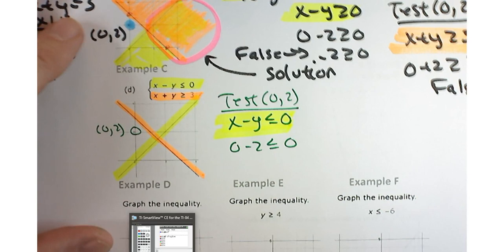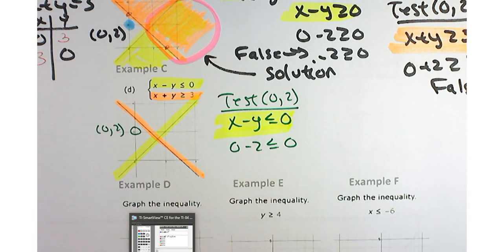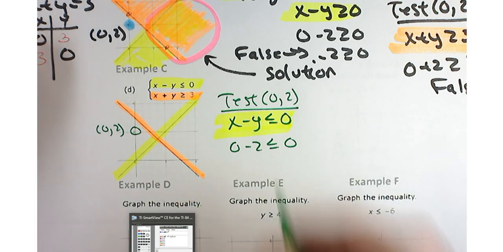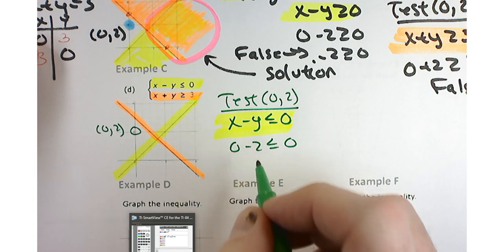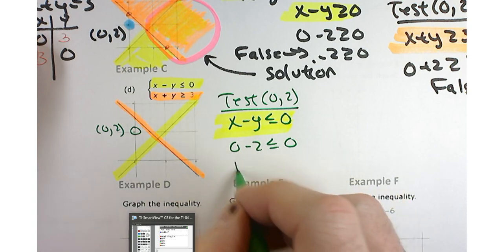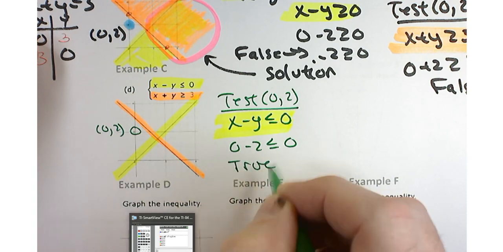Think carefully for a second. Ryan, true or false? I'm pretty sure it's less than 0. Negative 2 is less than or equal to 0, so that's true. Cool.